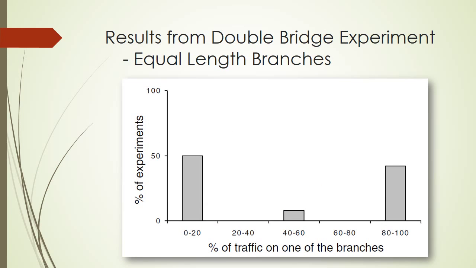So this plot shows results from the double bridge experiment, where each branch of the bridge has an equal length. The plot clearly shows that over time, the traffic on one of those branches is going to be either very close to 0 or very close to 100, with a probability of very close to 50%.